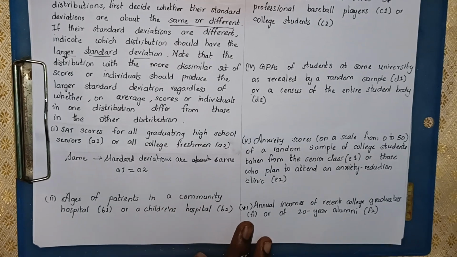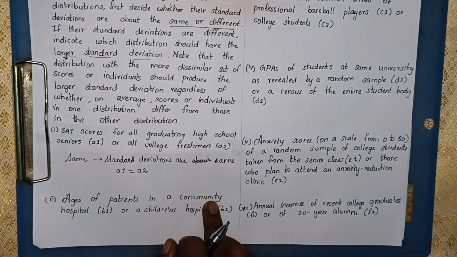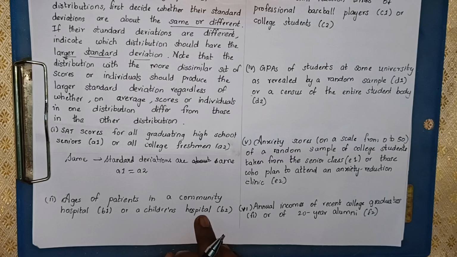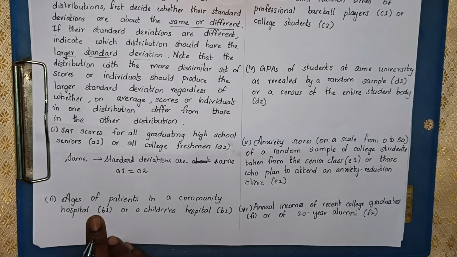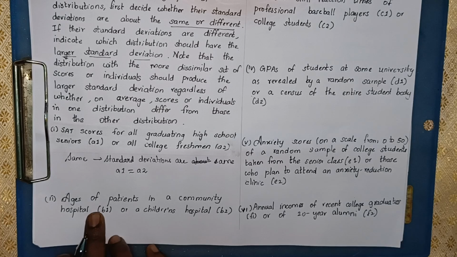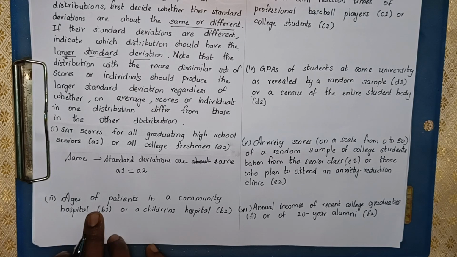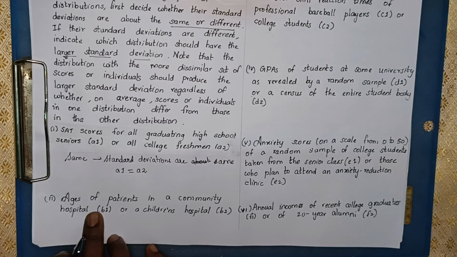Next, we are going to check two conditions. Ages of patients in a community hospital, B1, or a children's hospital, B2. Now the community hospital B1 is a general hospital, so the ages can be very different. A 6-year-old child can come, and similarly a 60-year-old person can come. So there is a lot of deviation in the scores.